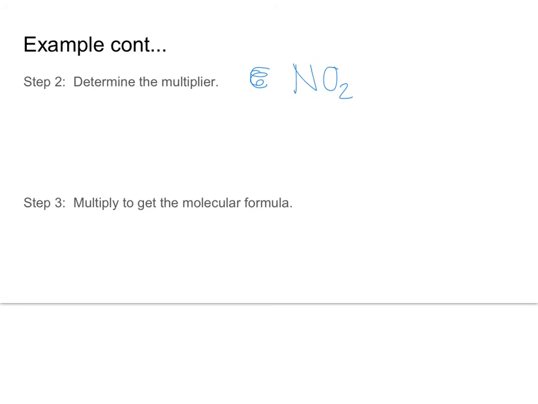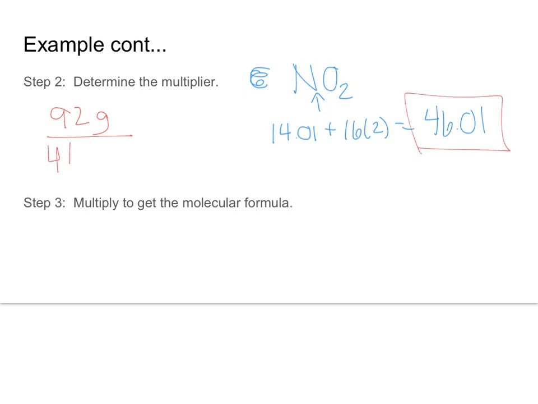To determine the multiplier, we first have to find the molar mass of the NO2, which is 14.01 plus 16 times 2. If I add that together, I get a molar mass of 46.01. I know from the original problem that the compound had a mass of 92 grams. I'm going to divide that by the molar mass of my empirical formula, which is 46.01. That's going to give us a multiplier of 2.